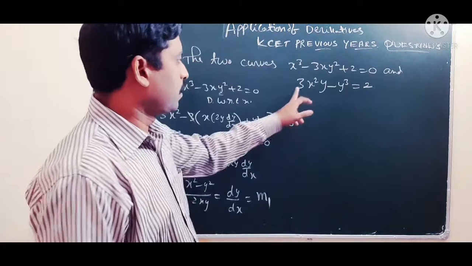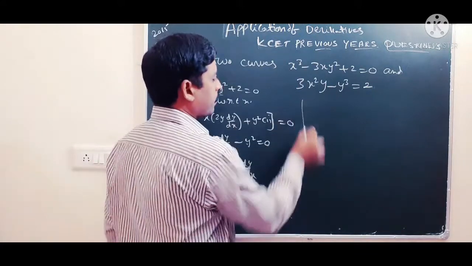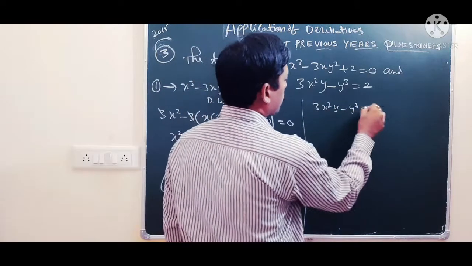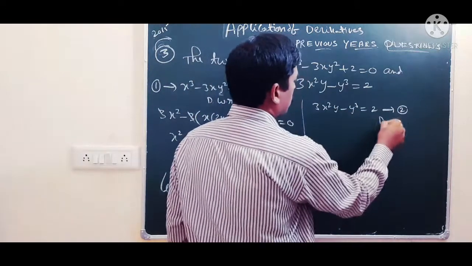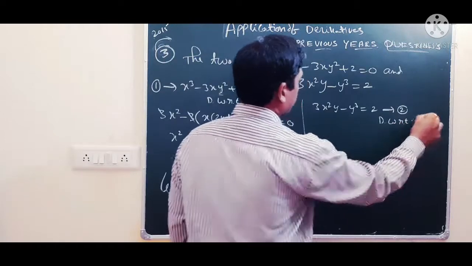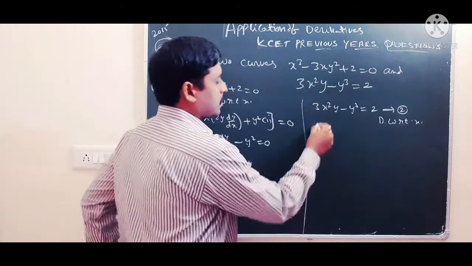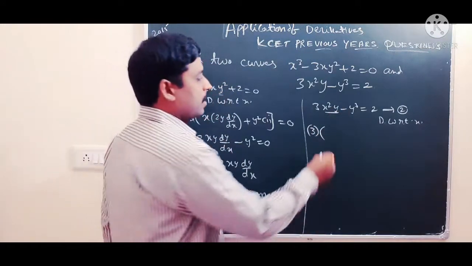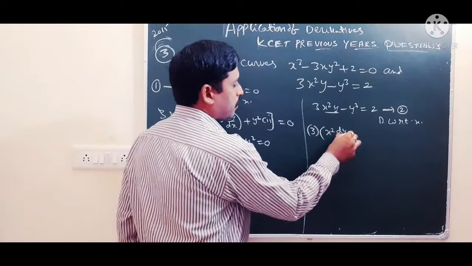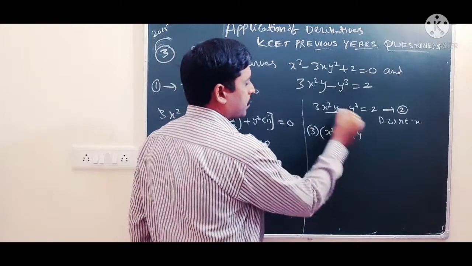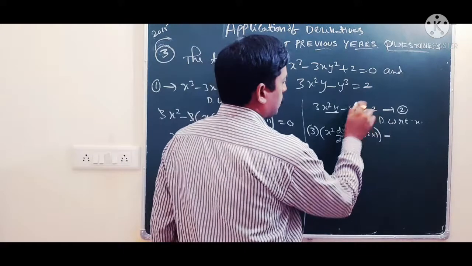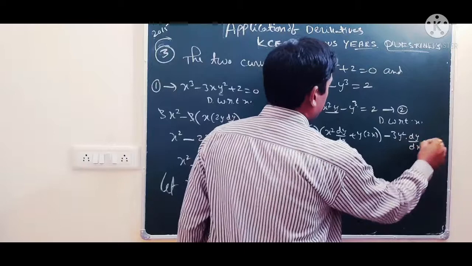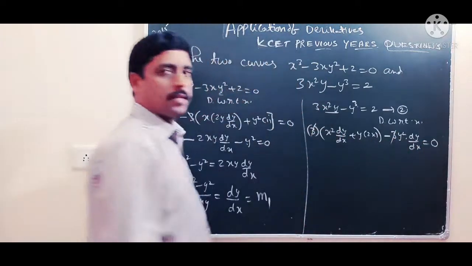Okay, now we have to find slope of second curve. 3x square y minus y cube is equal to 2, this is the second curve. So differentiation with respect to x on both sides. Differentiation of constant is 0. By using UV method, x square into differentiation of y, dy by dx, plus y into differentiation of x square, 2x. Differentiation of y cube, 3y square into dy by dx, equal to 0. So these 3 get cancelled.